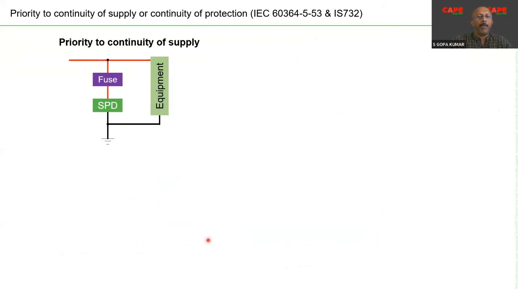And at that particular time, a backup fuse is required, as I have shown here, to isolate the SPD from the circuit. Now imagine you have a line, you have the earth, I put an SPD, and if this SPD is creating a short circuit, actually you are going to be in trouble. So in order to avoid the short circuit, I have put a backup fuse.